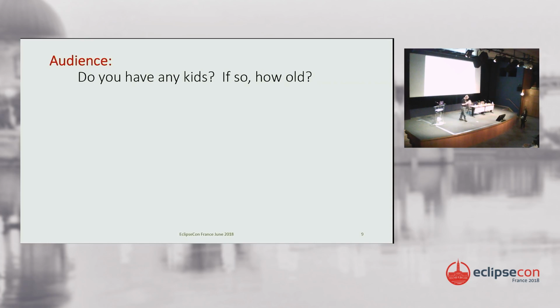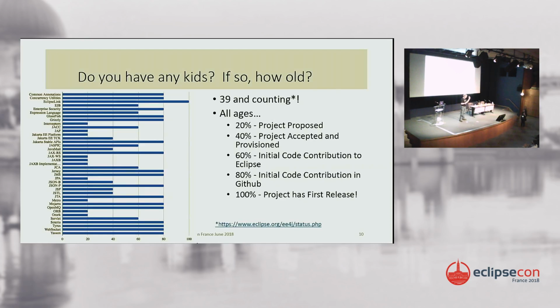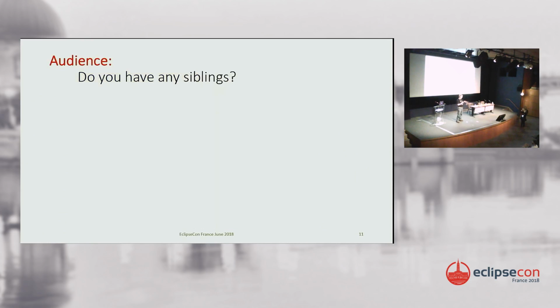Okay, so I have 39 kids. And we just found out last week that we're gonna have another one. So there's a 40th one coming. If you want to see how all my kids are doing, we've got a URL, and you can keep tabs on all of the different projects that are being developed under Eclipse for Jakarta EE and for EE4J. They're all at different stages.